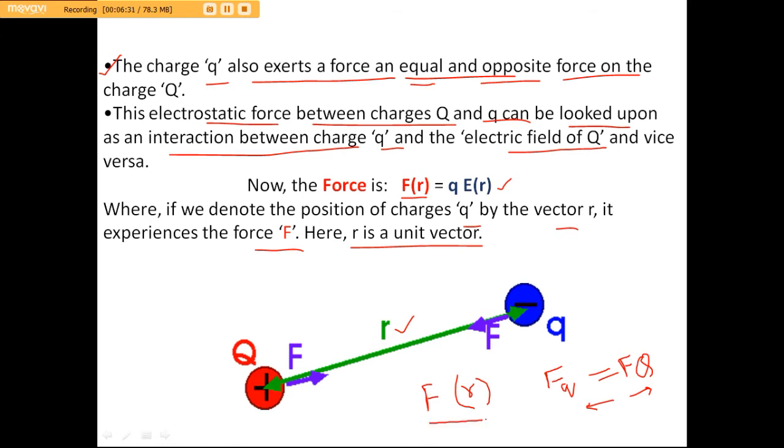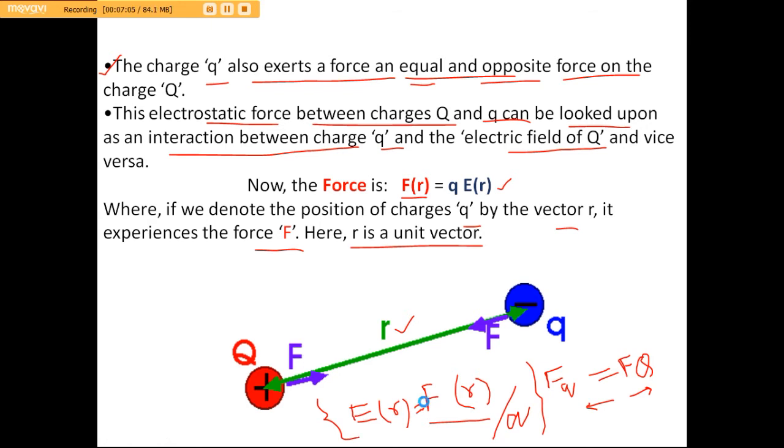So F(r) is the electrostatic force, but if we go to write the electrostatic field, the formula must be E(r) equals F(r) divided by small q.